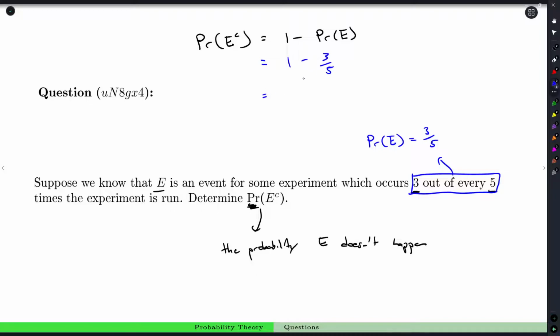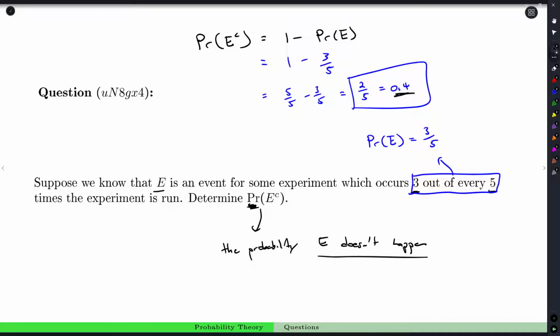If you wanted to, you could convert 3/5 to 0.6, and do 1 minus 0.6. Or you could get a common denominator, 5 over 5 minus 3 over 5. So 2 over 5, or if you're a decimal fan, 0.4. Either one of those is fine. Or you could actually turn it into natural language. There is a 40% chance E doesn't happen when I run my experiment.